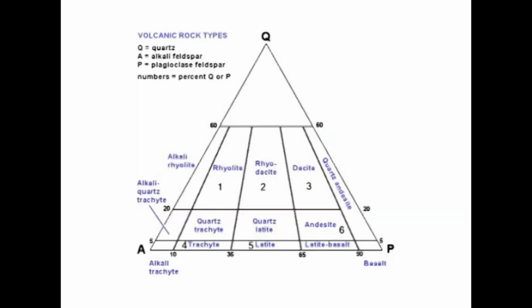Now take up the next IUGS classification, that is for acid volcanic igneous rocks. On the basis of QAP diagrams, we can observe the 6 important rock types. Number 1, rhyolite; second, rhyodacite; third, dacite; fourth, trachyte; fifth, trachyandesite, that is also known as latite; and sixth, andesite.